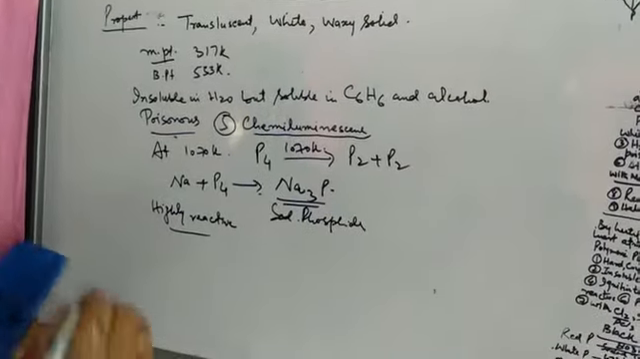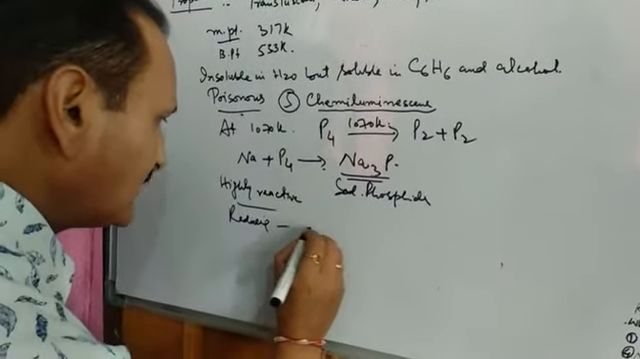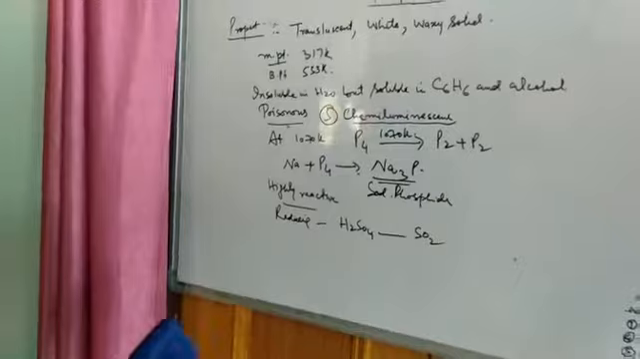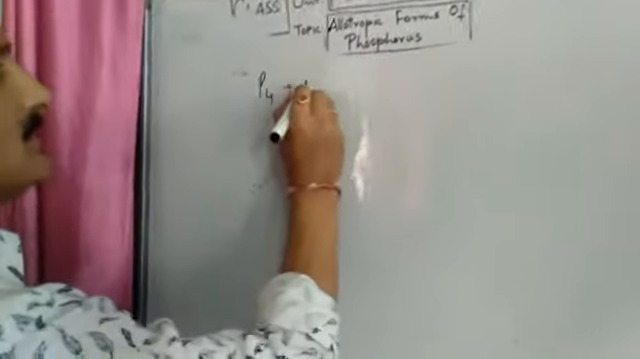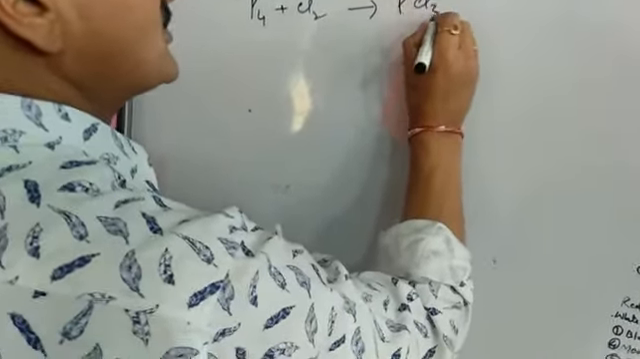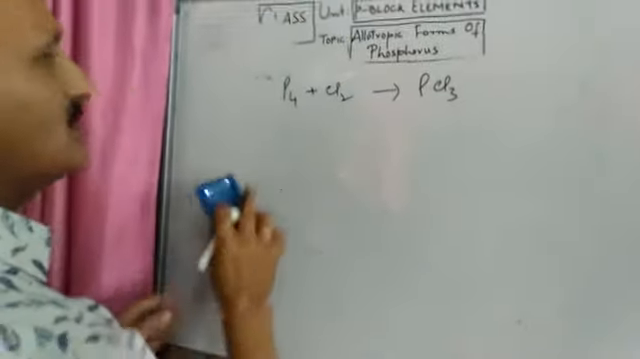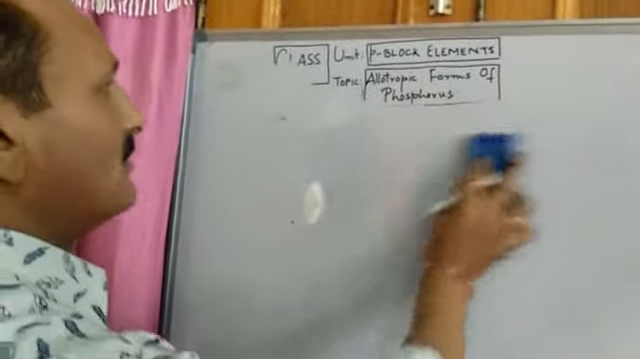Then it has a reducing property. It reduces sulfuric acid to sulfur dioxide. Then it can combine with halogens. This is white phosphorus. It can combine with halogens like chlorine forming phosphorus trichloride, and sometimes it can form phosphorus pentachloride. So these are some properties of white phosphorus, the first allotropic form of phosphorus.